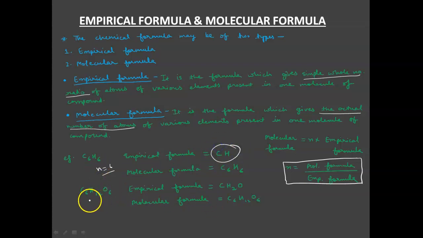In a similar case, C6H12O6 is glucose. The molecular formula is C6H12O6. The common factor is 6. So by dividing each by 6, we get CH2O. This is the simple formula, which is the empirical formula.